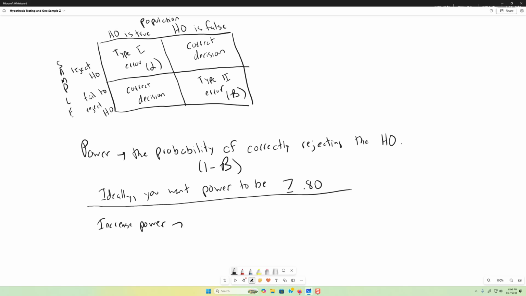The easiest way is increase n, which is your sample size. So increase your sample size. This is by far the best way to increase power. You want to get a lower p-value. You want to be more certain of your result. You want to more easily reject a null hypothesis. Increase your sample size. Get as many people as you can.